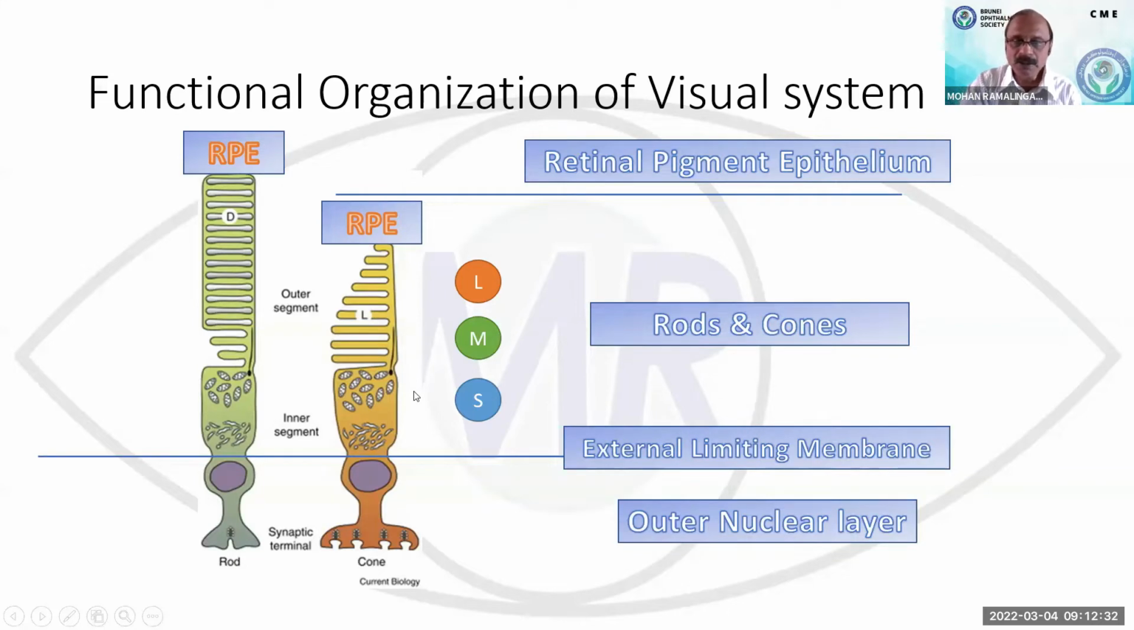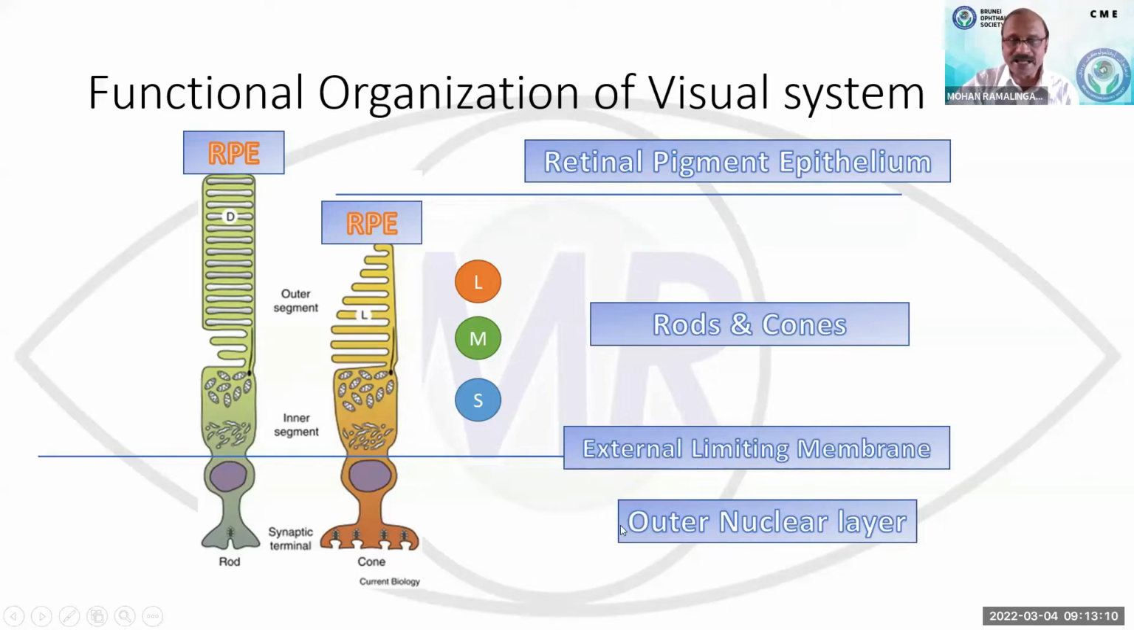As I said before, the cones are responsible for color vision, and there are 3 different types of cones depending upon the wavelength of light: long wavelength, medium wavelength, and short wavelength. So now we have dissected the first 2 layers of the retina, the retinal pigment epithelium and the receptor layer, being the rods and cones. The third layer is the external limiting membrane. This is only the foot process of the supporting cells. We don't need to go into this.